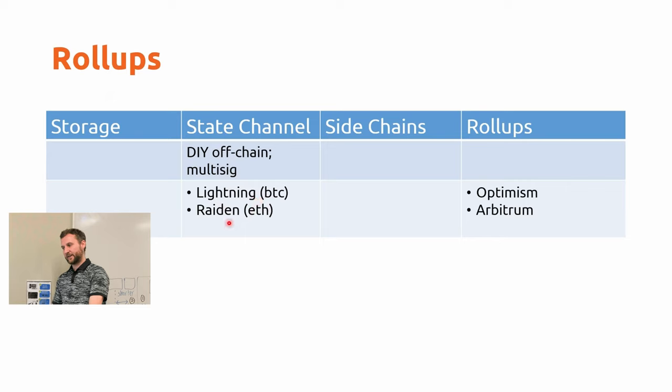So Lightning is on Bitcoin. Raiden is on Ethereum, although at this point it doesn't have a lot of participation, and it's probably soon to be deprecated and forgotten. So these are called state channels, where you open a channel to connect to the main state.